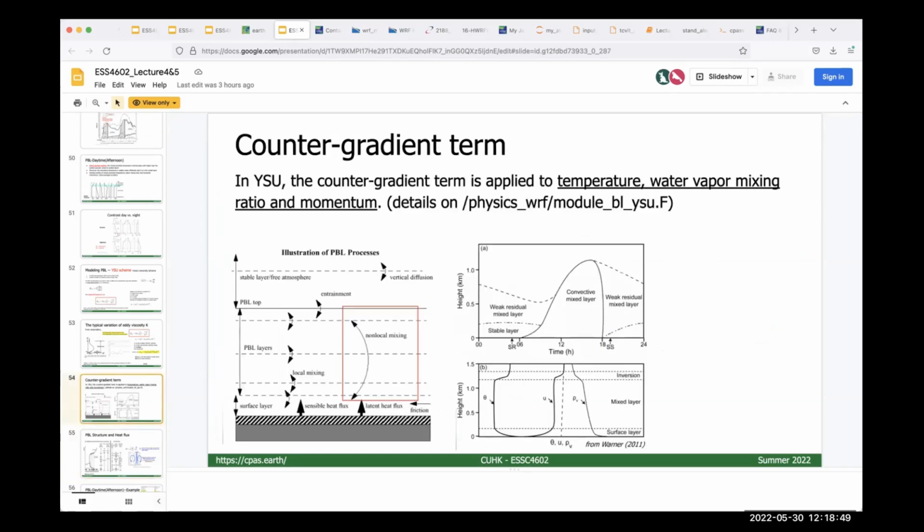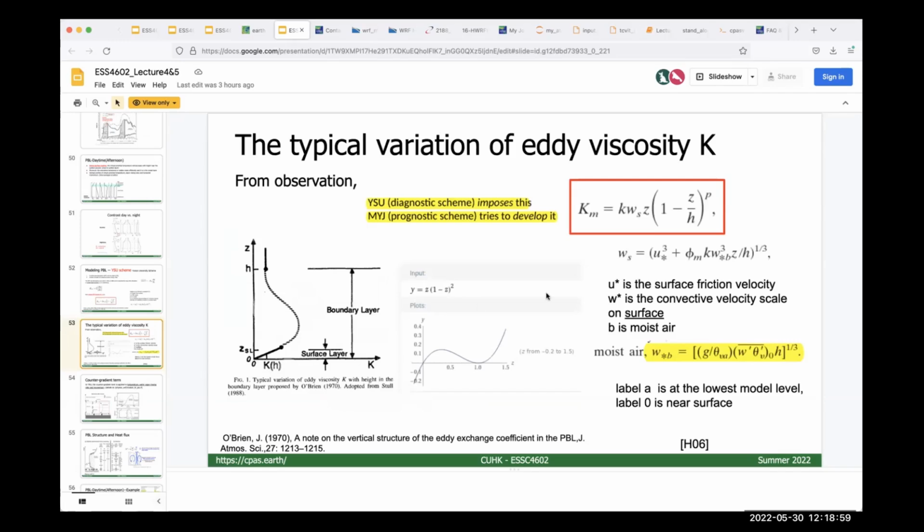So in the YSU formulation, there is also some non-local term added here. Non-local means across many vertical layers, okay? So they have these things in the YSU formulation according to the K profile.